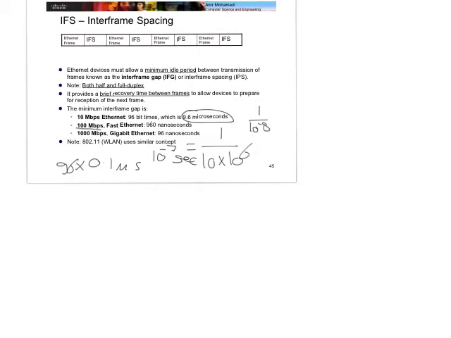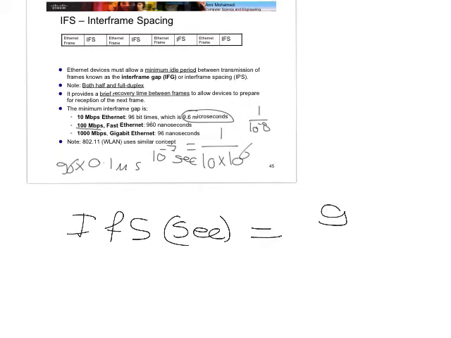So the actual equation for the interframe spacing as a duration of time in seconds is basically 96 divided by the speed. That's it. In terms of seconds, for a speed of 100 megabits per second, that means 100 times 10 to the power 6. And this is in seconds. So we calculated the duration for any speed.